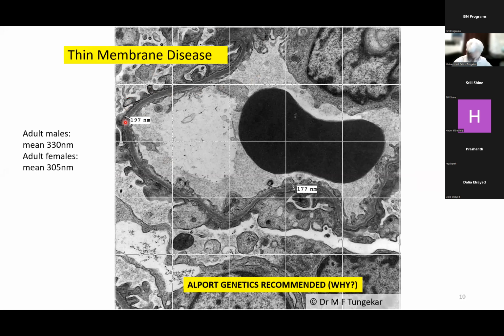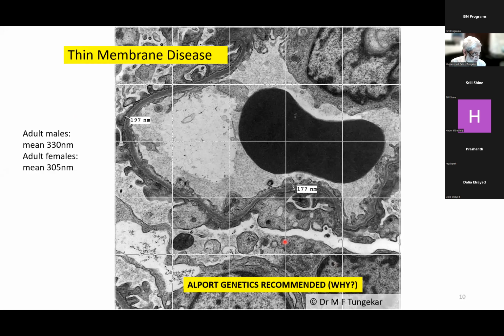And because it is diffuse, we have to use a randomization method. We impose a grid on the electron microscopic image, and then you select in each grid by a mathematical formula where to measure them. And here it is 197 nanometer, 177 nanometer. Whereas in adult males, the mean is about 330 nanometer, and females 305 nanometers. And in children, normal adult thickness should be reached by about 11 or 12 years of age. Now, alpha genetics always are recommended in these cases. Why? I'll explain in my next slide.